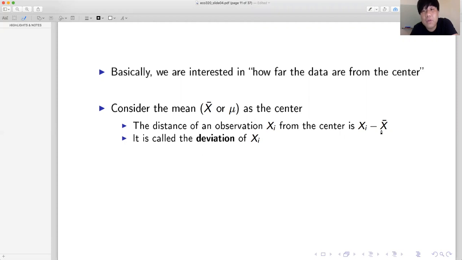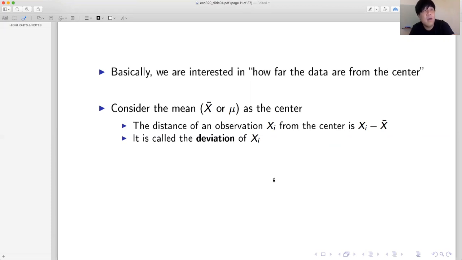Comparing to the sample mean, for example, your SAT score was 1500, but the average was 1450. Then the distance of your SAT score from the mean would be 50. In other words, it's 1500 minus 1450, the average. This is called the deviation of xi. So compared to the average value x bar, what would be your deviation?